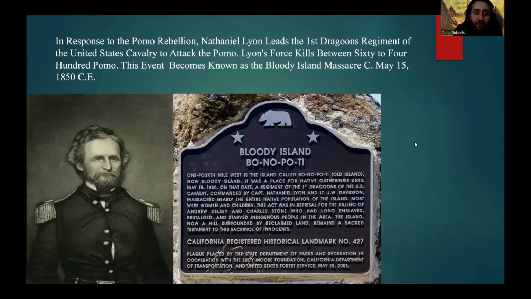In response to the Pomo Rebellion, Nathaniel Lyons would lead the 1st Dragoons Regiment of the United States Cavalry to attack the Pomo. Lyons' force would kill between 60 to 400 Pomo. This event would become known as the Bloody Island Massacre, and it would occur on May 15th, 1850 CE.